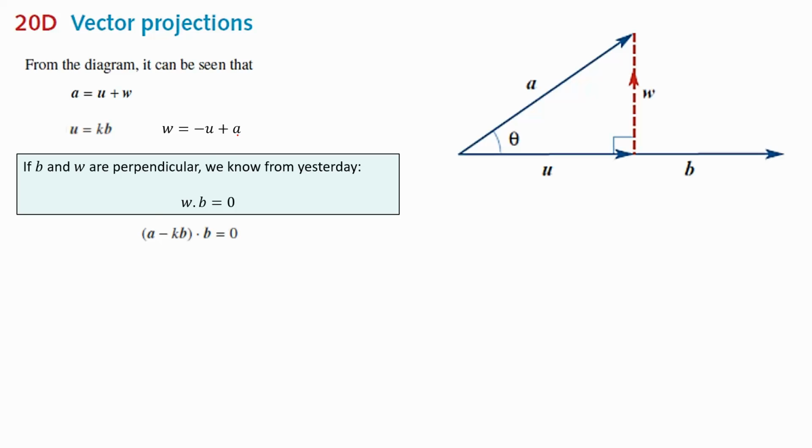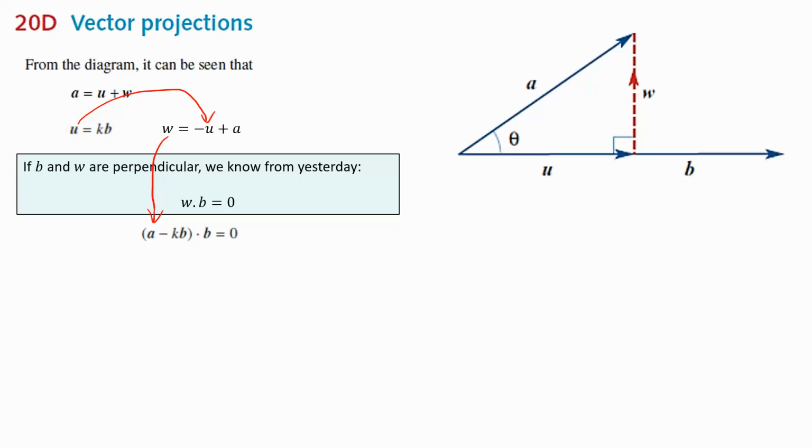I'm just replacing. So this is my A. This is my U. This was negative U, which I'm just putting in here. That's all I'm doing. So I'm just replacing that W, writing that W over here, and I'm replacing U. Okay? So now I've got this.